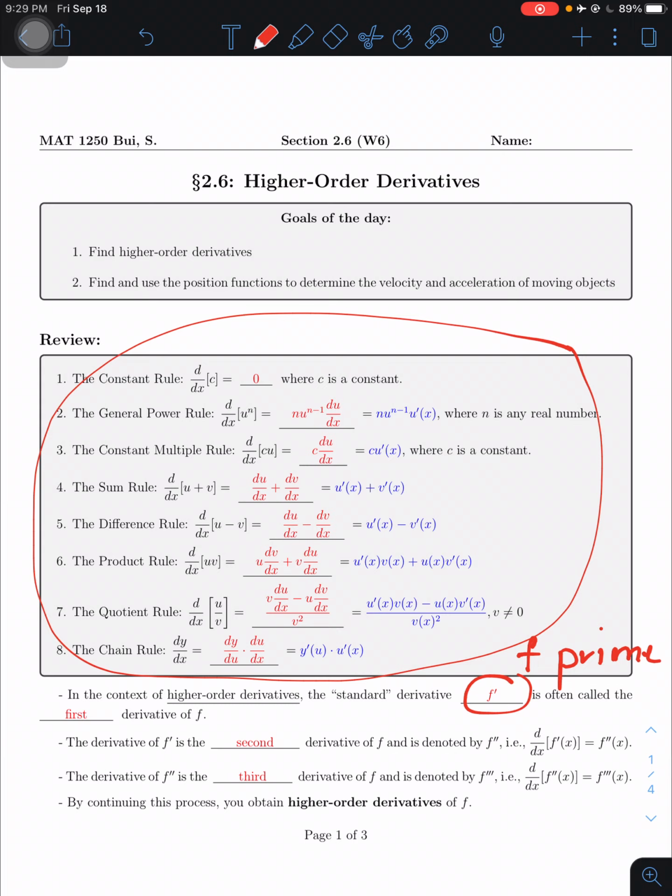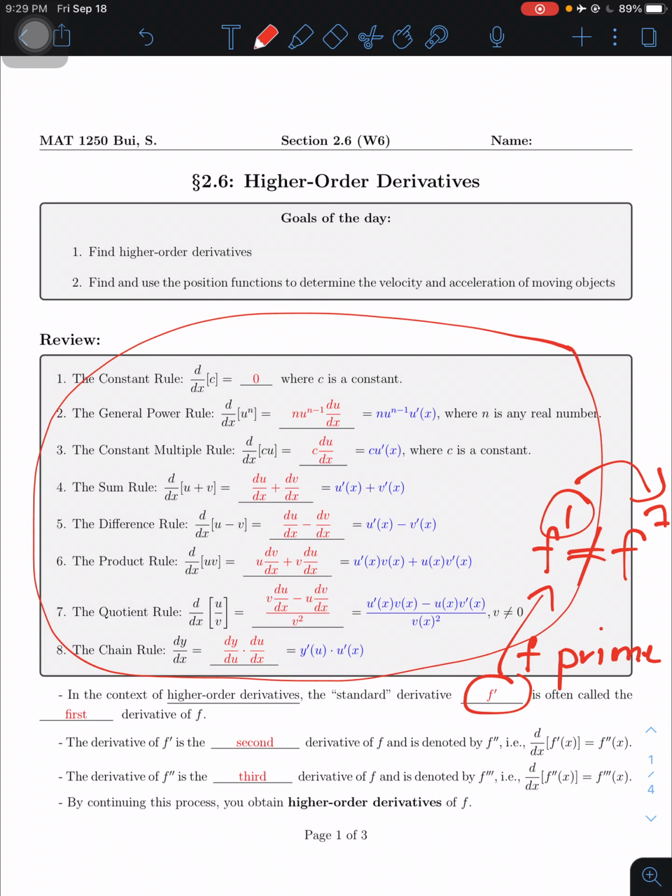Prime here is just for 1. So f prime is not f to the first power. This is not a 1. This is just a prime, an apostrophe. It's like a comma but floating in the air. So make sure you don't mix it up with the 1. We call it f prime for the derivative of f, or the first derivative of f.